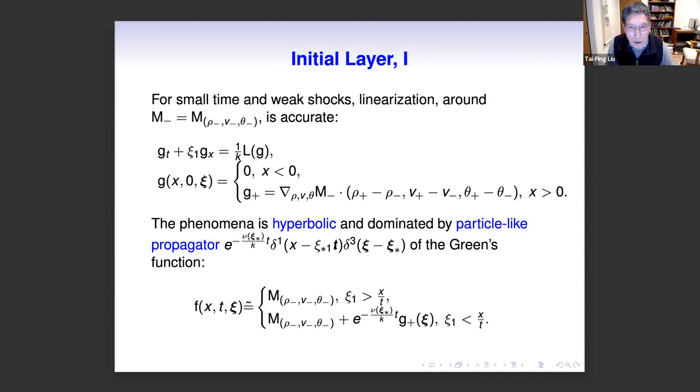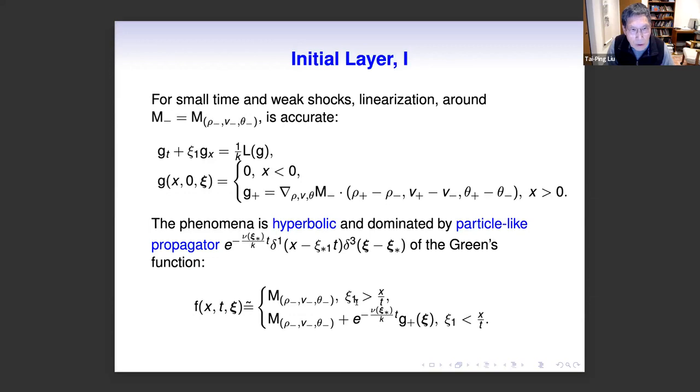Now, because it's a very short time, the dissipation and so forth has not really come into play. So it is a hyperbolic scale, and it is dominated by the particle-like wave propagator in the Green function, which is this one, which I call the particle-like wave in the Green function. So you use this operator to act on this initial data there, and that's what you get. For the solution, the left, because I linearize around n minus, and the right is a perturbation of n minus.